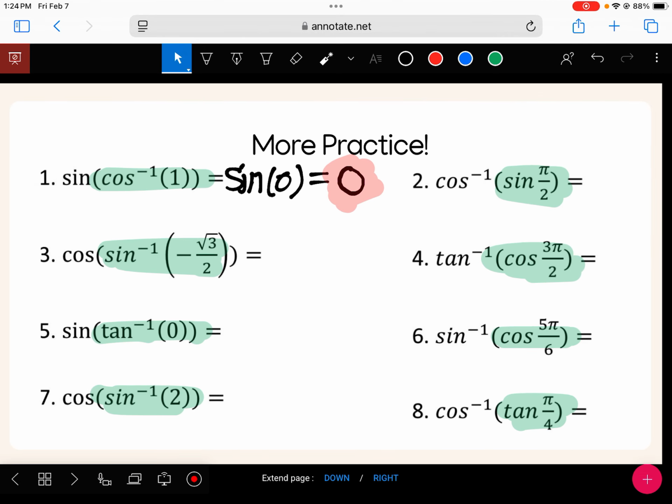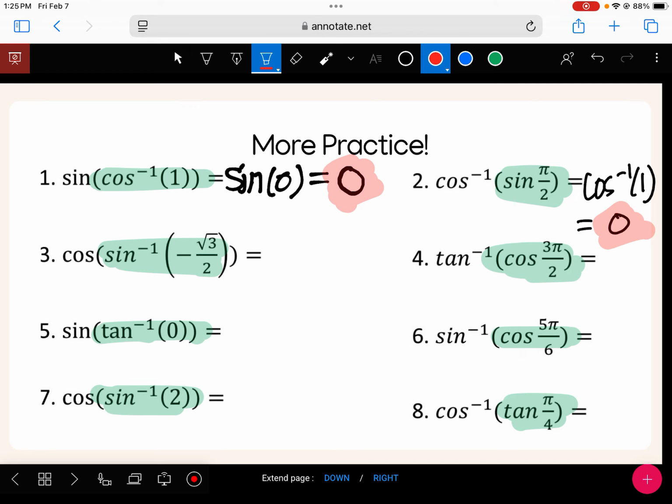Sine of pi halves is what? Sine of pi halves is 1. And where is the inverse cosine 1? Ta-da! Aren't those so much fun?